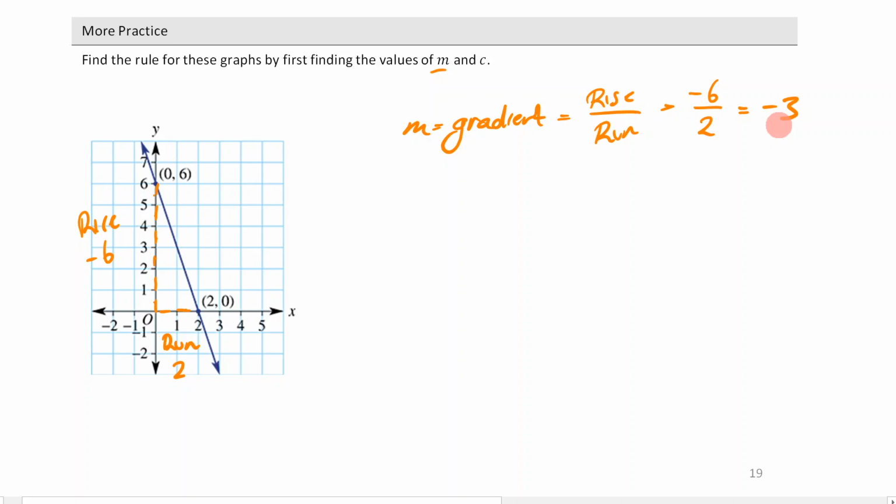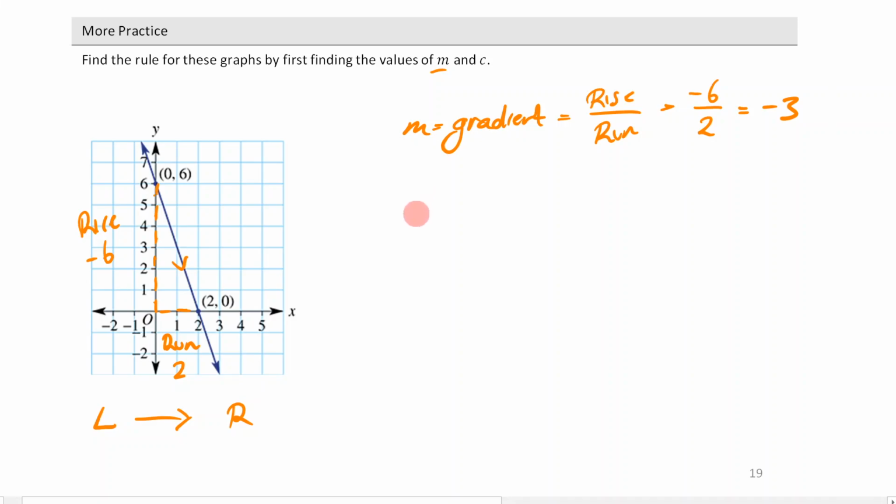I want you to take note of the fact that I could have told you that this was going to be negative because moving left to right, it's going down. So even though we said the rise was -6, I knew that the answer had to be negative anyway because going left to right is going down.